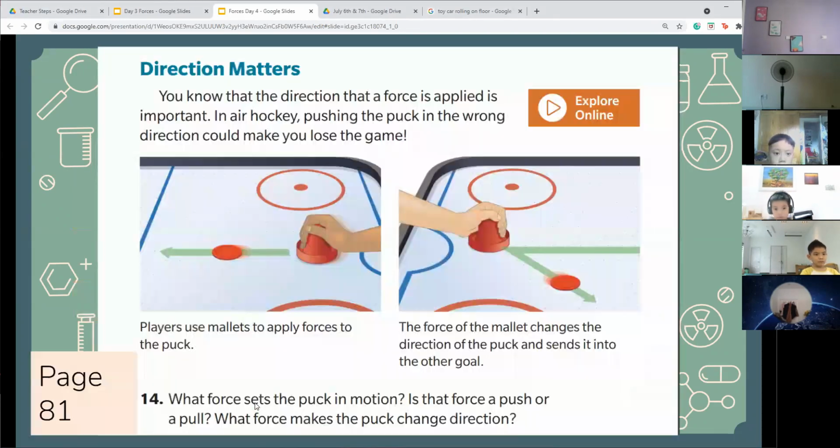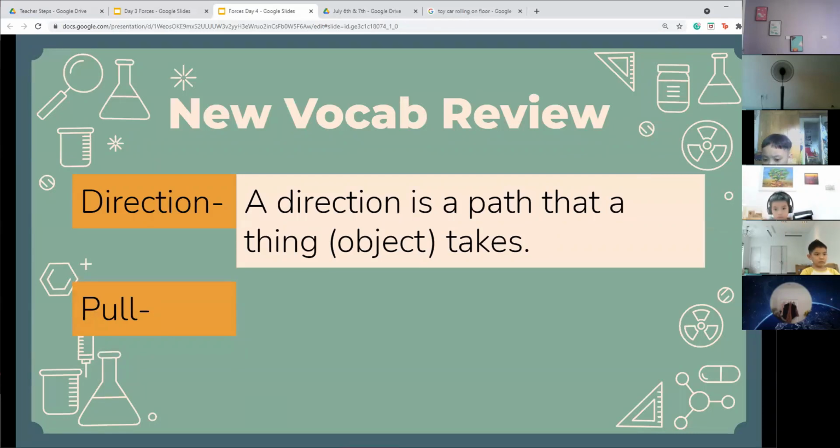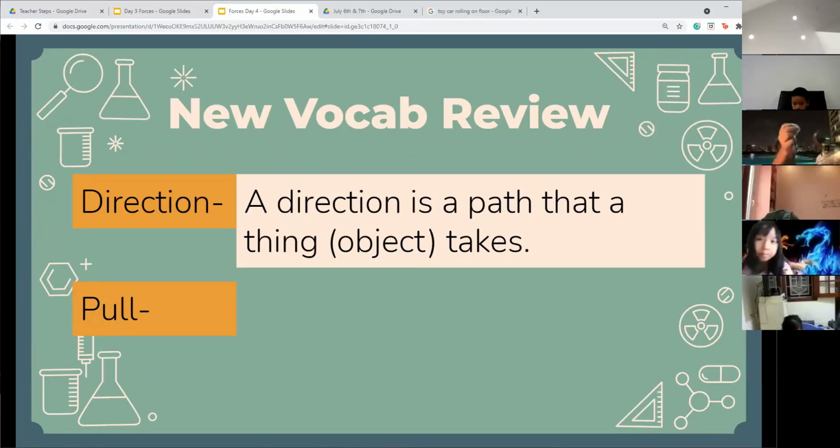We have our vocab word direction. Could I have someone read the definition for direction? A direction is a path that an object takes. Yeah. And what do we have to do to an object to change its direction? Let's say we have a football and it's rolling towards you. How can you change the football's direction? You kick it. You apply a force in a different direction. Very good. So you change the direction of the object by applying a force.